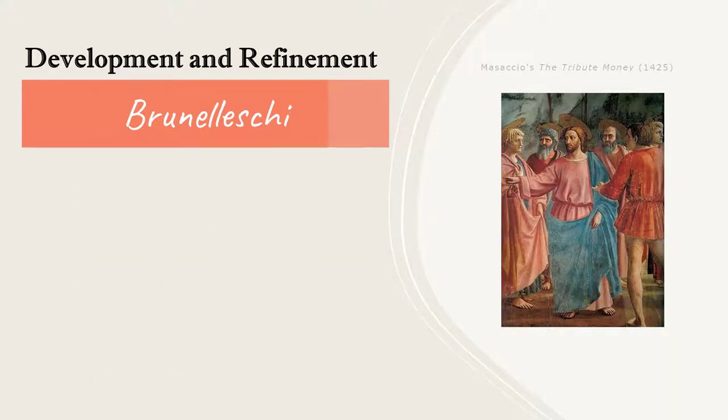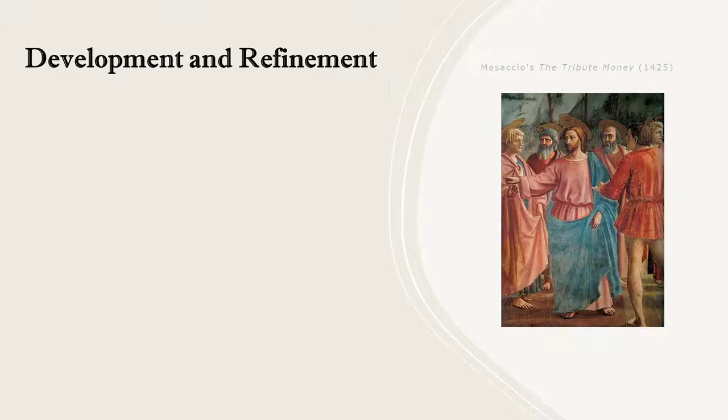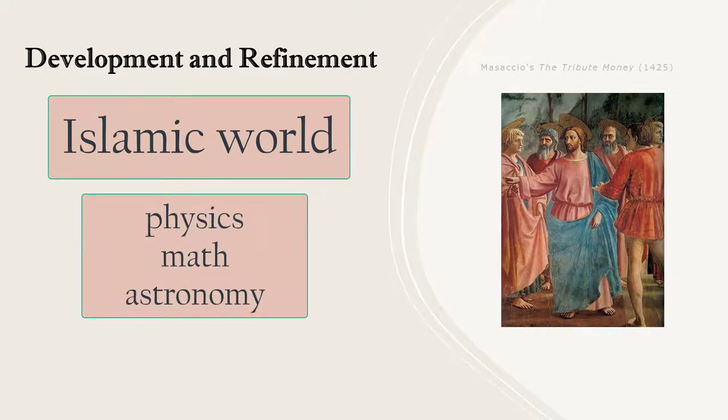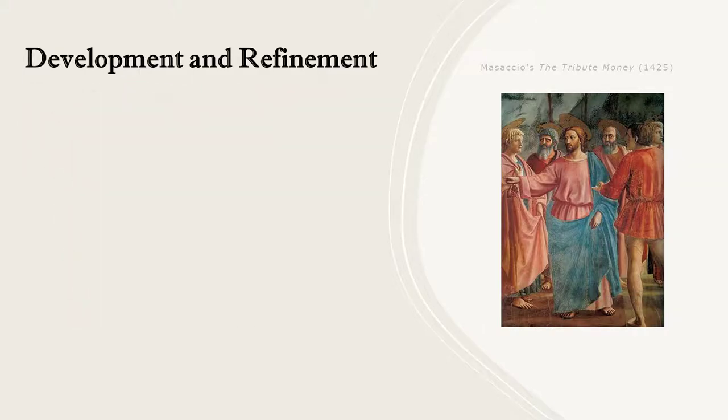He was most likely informed by Latin translations of Arab Muslim treatises on optical devices. We know that the Italian Renaissance great thinkers and philosophers really believed in the value of classical antiquity, but they also valued learning from other cultures, such as the Arab Muslims. The Islamic world made great achievements in fields such as physics, math, and astronomy, and these scientific achievements spread throughout the Mediterranean, influencing Italian painters' understanding of perspective.